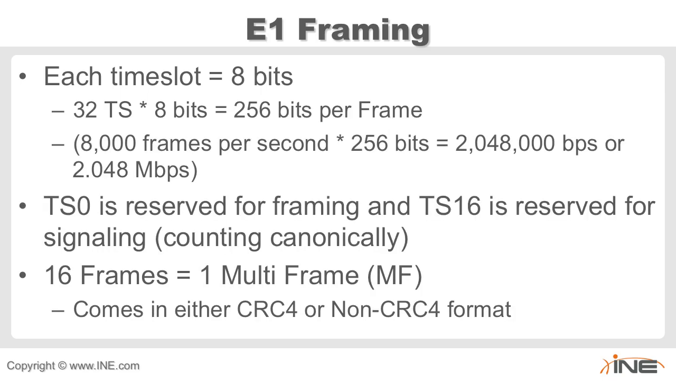With E1, it's not too terribly different, but it is a little bit different for sure. Each time slot again uses 8 bits, but there are 32 time slots, so we have 256 bits per frame. Notice there's no sync bit like there is on T1. Okay, so 8,000 frames per second times 256 bits is where we get our 2.048 megabits. Now, time slot 0 is always reserved for framing, and time slot 16 is reserved for signaling.